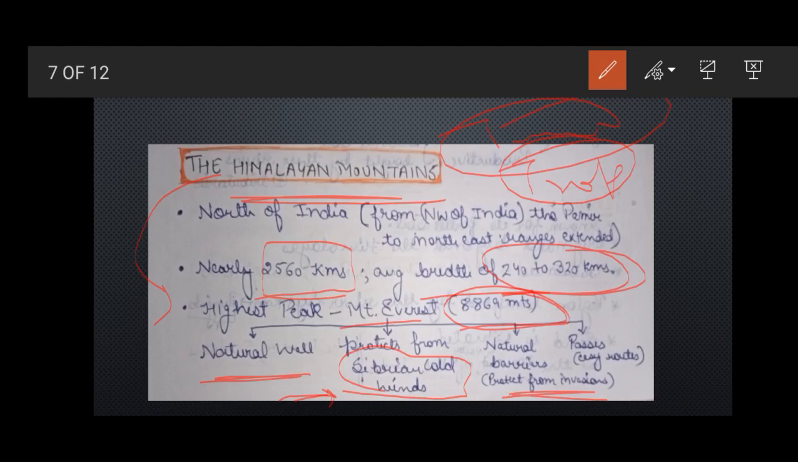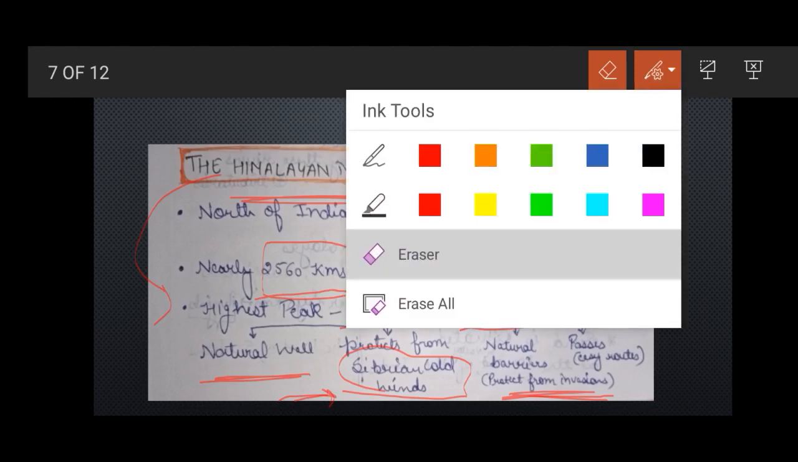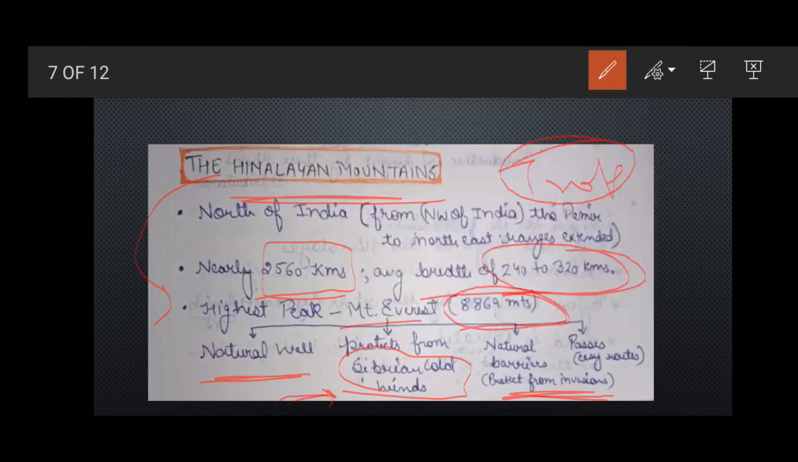Why is it considered a natural barrier? Because it protects us from invaders. Another important thing about these mountains is that they have many passes, and these passes were used by many invaders, but mostly by traders, because these passes are very useful as easy routes as well as for trade. Now let's move further.